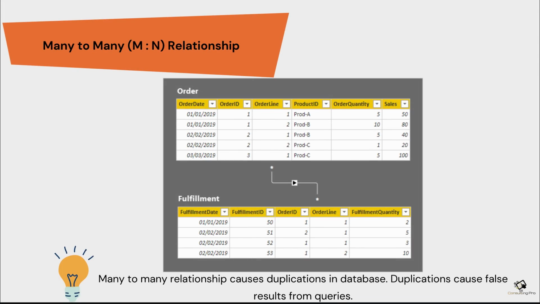This is another example of a many-to-many relationship. You can see that the star marks always represent the many, and if there's a one, it represents one.